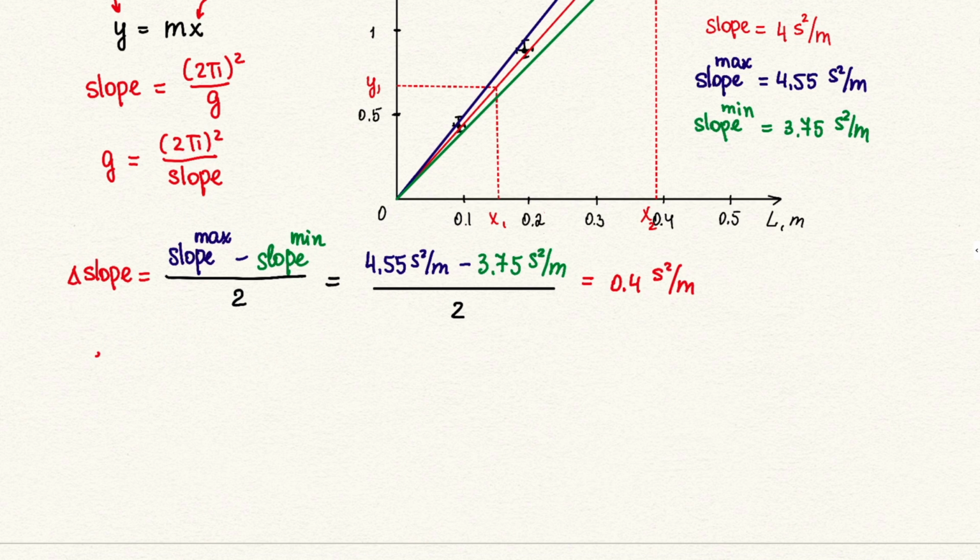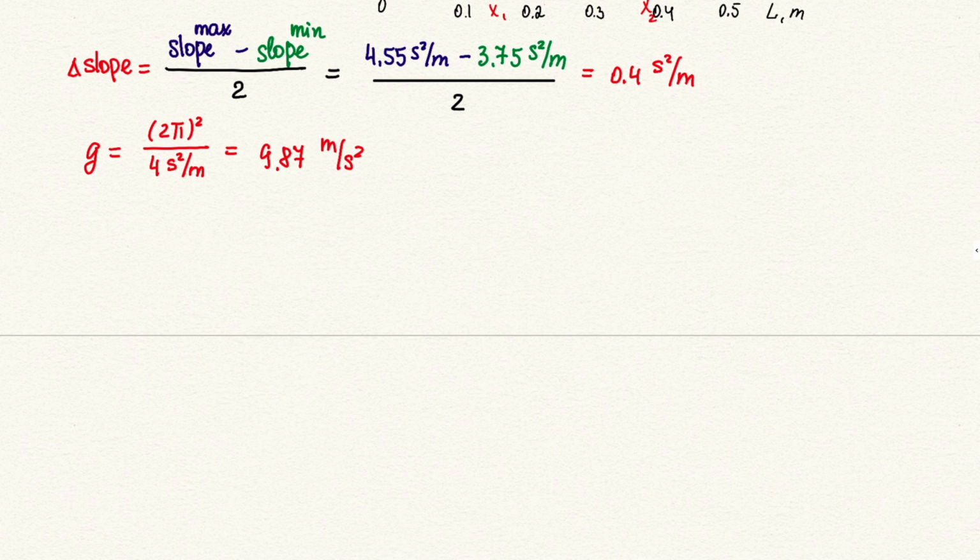So acceleration of gravity from our slope is 2 pi squared divided by the slope, which is 4 seconds squared per meter, giving us a great value of 9.87 meters per second squared. Hey, that's pretty good. Now we can calculate uncertainty in g, and we know that g is 2 pi squared divided by slope.